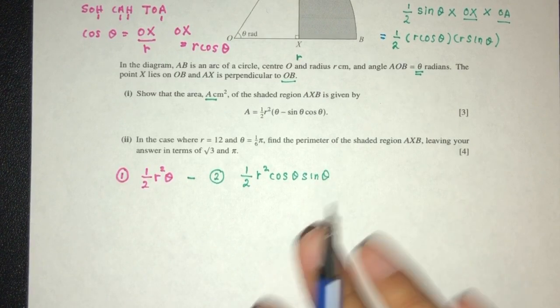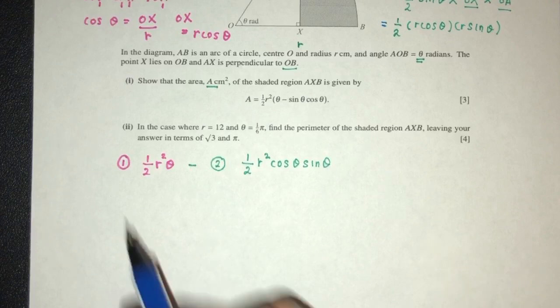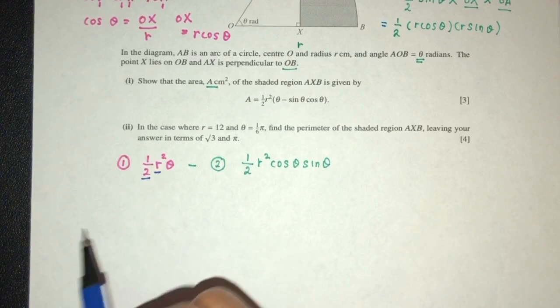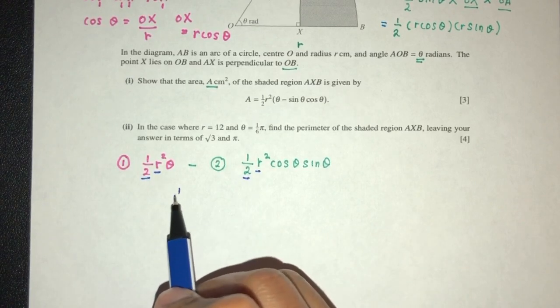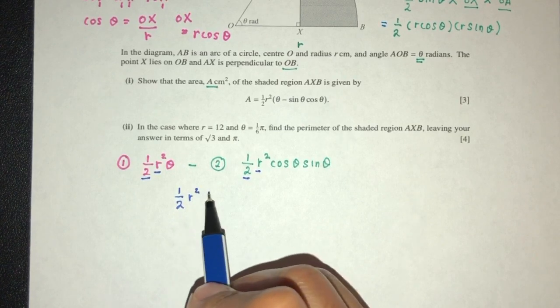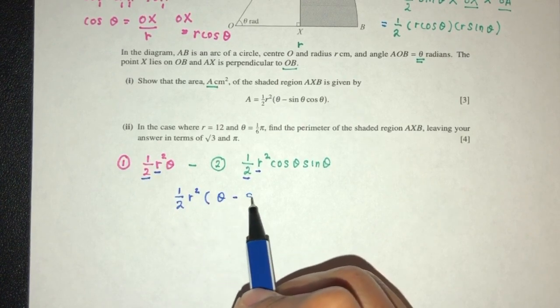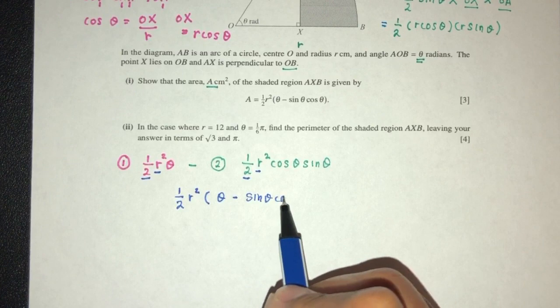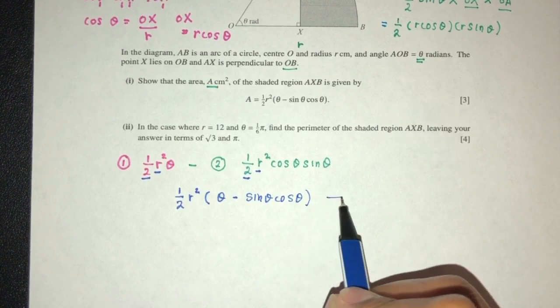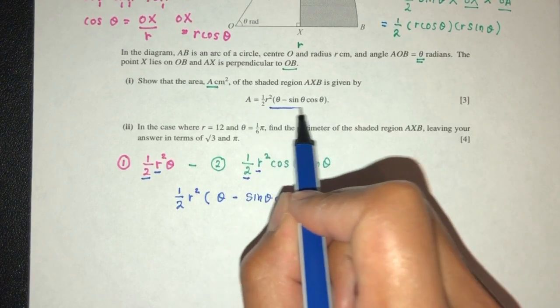So now obviously we have to kind of play with this and factorize. As we can see, we have half and r squared in common. We can factorize this outside. Now it will be this: half r squared times theta minus sine theta cos theta. And this will be shown as required.